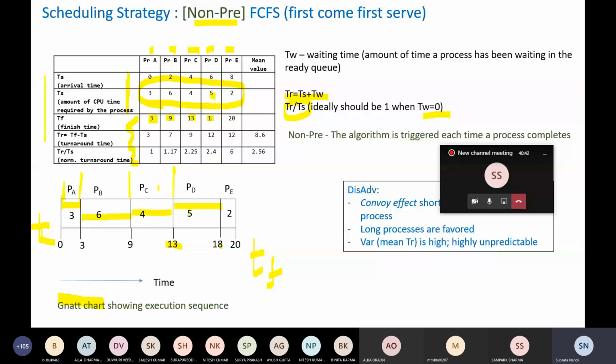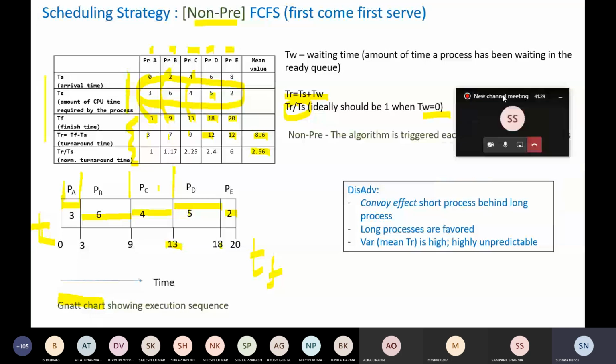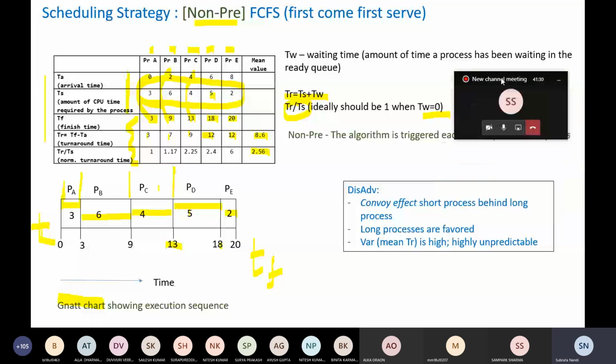So turnaround time will be the difference between the finish time and the arrival time. It is 3 minus 0, it is 3. This will be 9 minus 2, it will be 7. 13 minus 4, it will be 9, like this. So you can calculate this part also, and the mean value will be 8.6. And the normalized turnaround time, if we calculate the ratio of this with Ts, this is the value and this is the mean value.